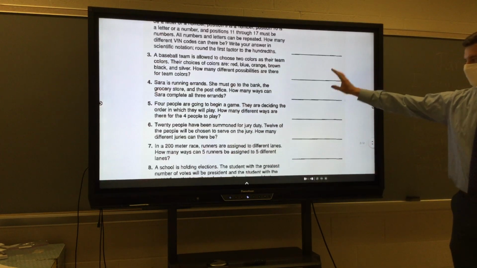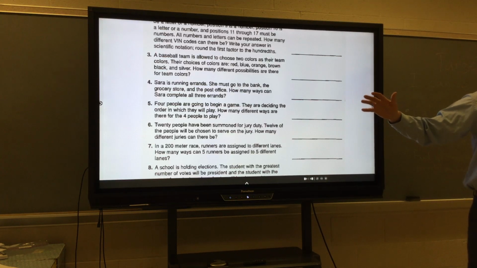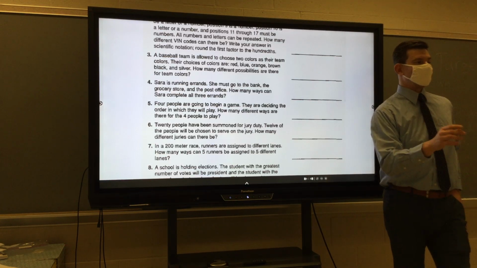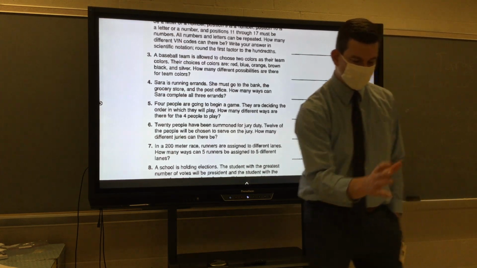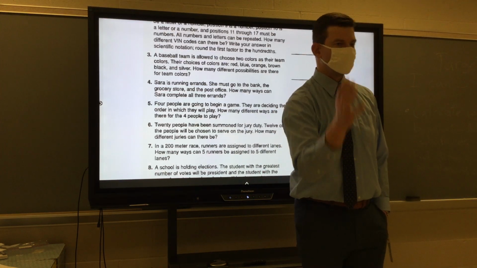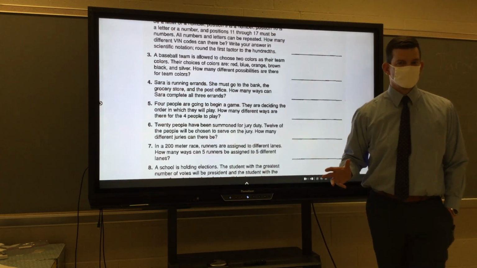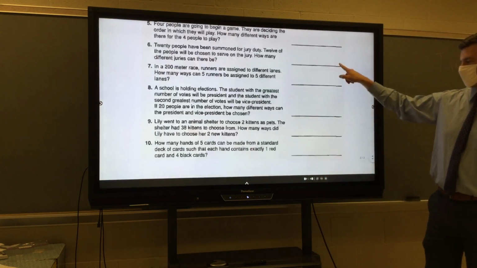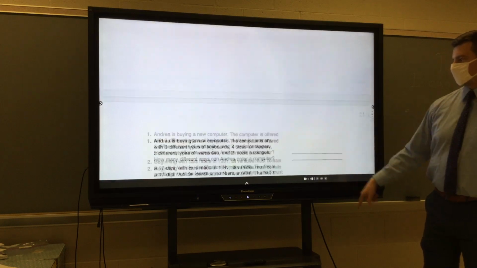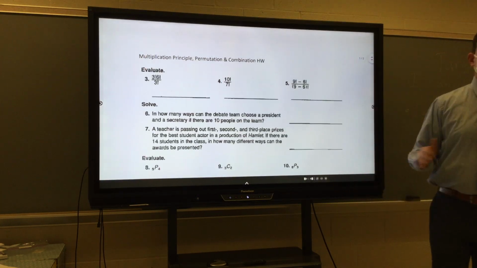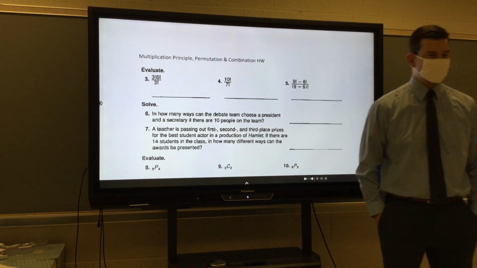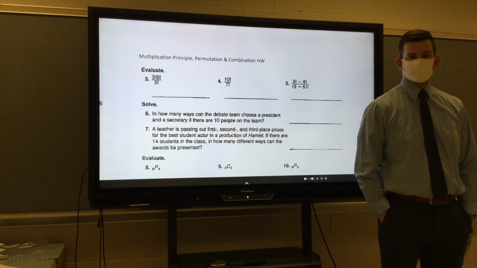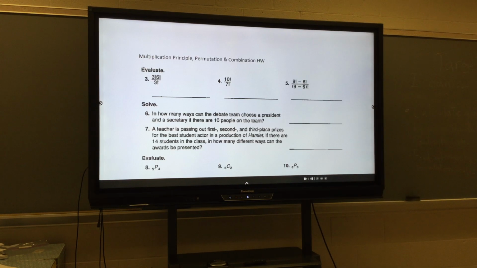Some of these you can look at as a permutation or combination. Others you may just want to look at using that counting principle. How many options do I have for the first selection? How many options do I have for the second selection? Third selection. Multiply them together. Okay? So, pretty straightforward. Submit this by Wednesday morning. And we have 20 minutes right now that you can start cracking on this. All right? Anybody have any questions at the moment?